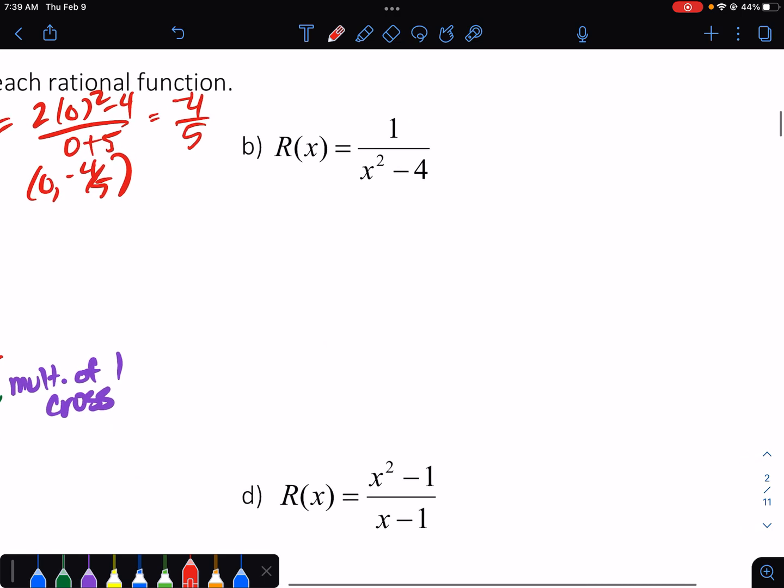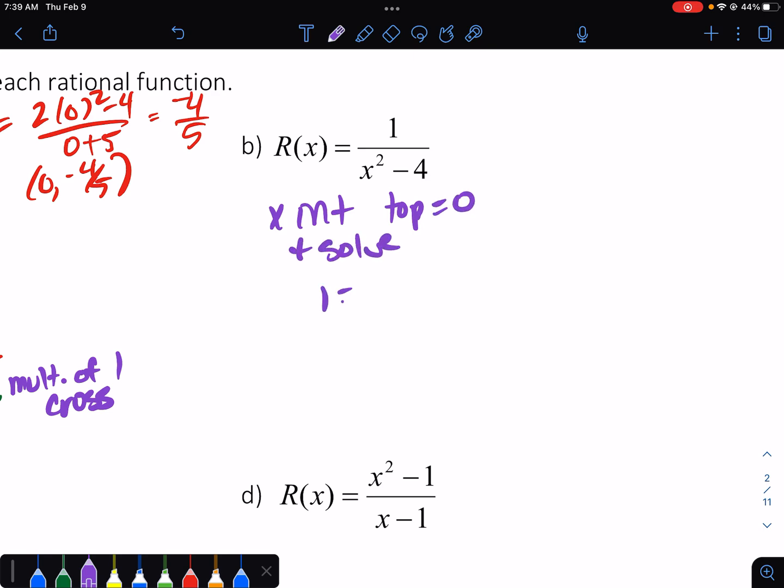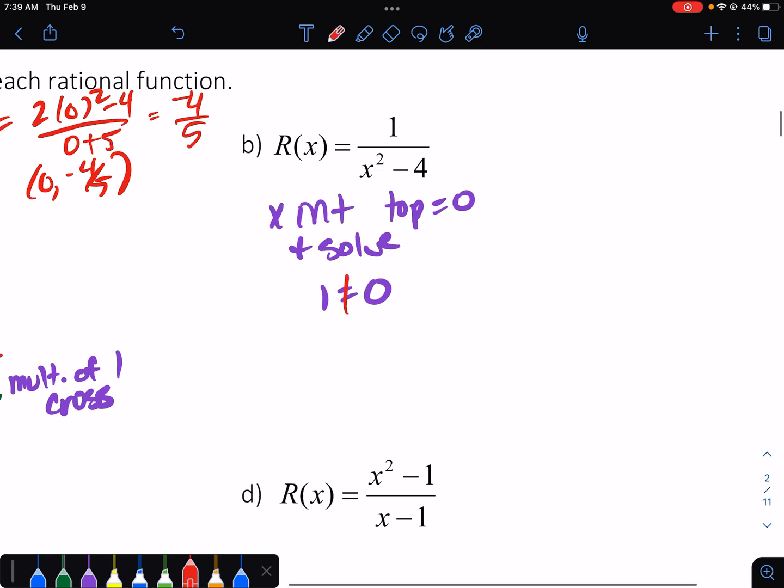Okay. If we look at this one, for our x-intercepts, we want to set the top equal to 0 and solve. So if I set 1 equal to 0, that's never going to be true. So this one has no x-intercepts.